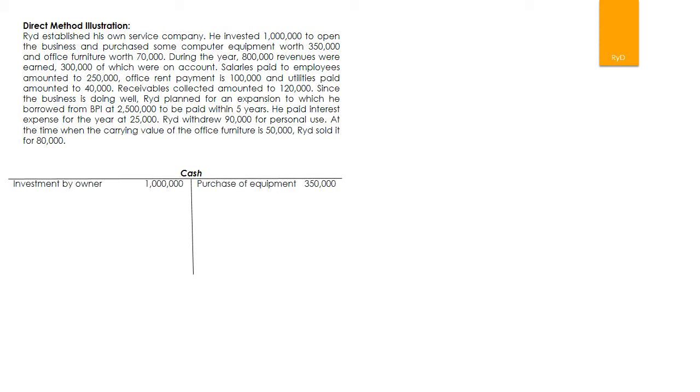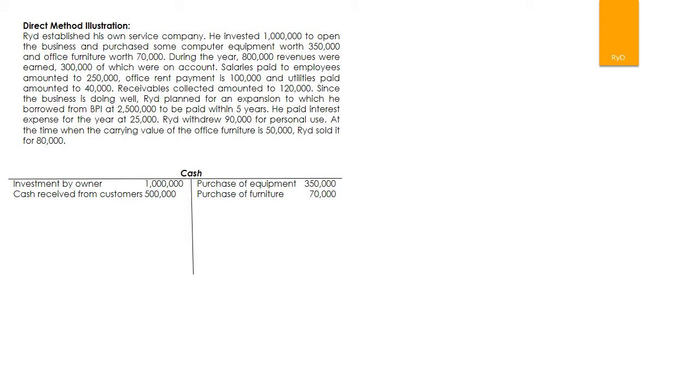So let's start with investment by owner at 1 million, and then there is also a purchase of equipment at 350,000. Then we have cash received from customers at 500,000. Why 500,000, class? As you can see here, you have 800,000 for your revenues. And then it says that 300,000 is on account. So meaning, class, our customers paid in cash for the rendering of the services. So our cash revenue is 500,000.